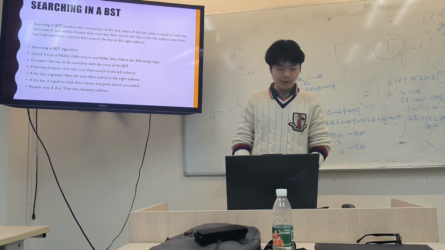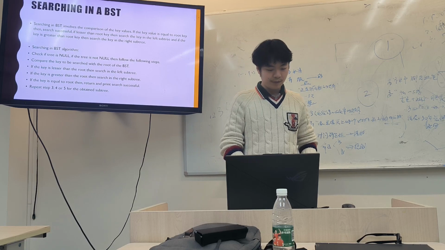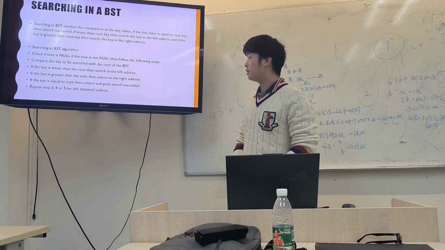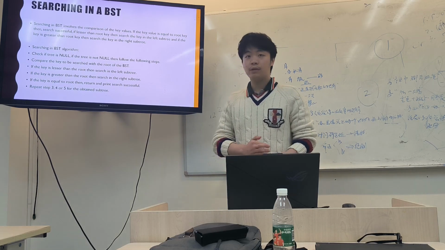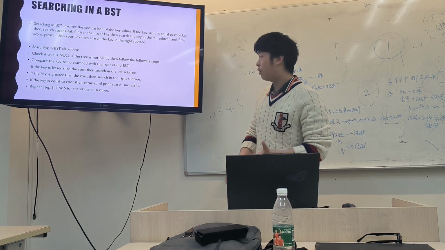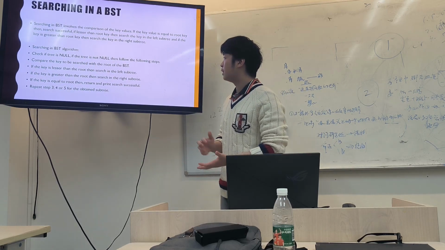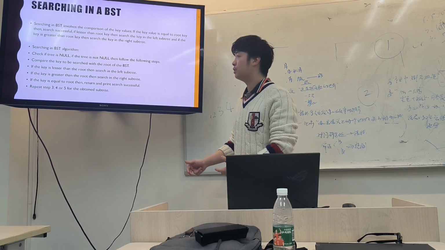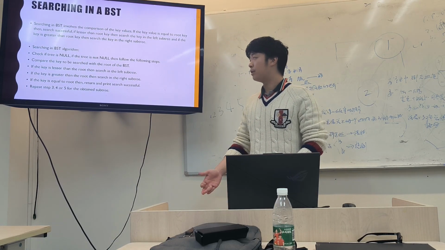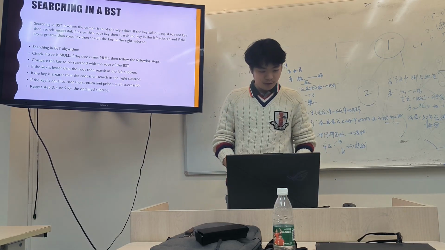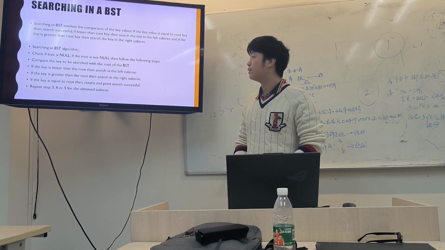First, you have to compare the key to be searched with the root of the BST. If the key is lesser than the root, then you will search in the left subtree, because you know that all the nodes in the left subtree are lesser than the root. If the key is greater than the root, then search in the right subtree. If the key is equal to the root, then return and print search successful.